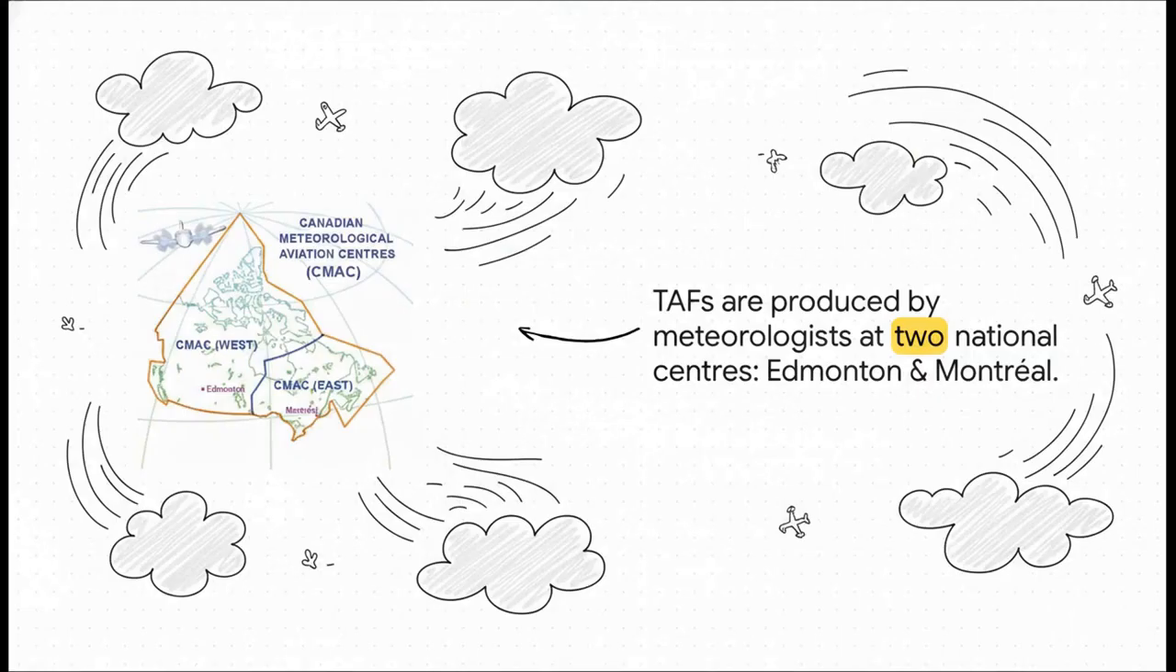Now, this is actually pretty interesting. You might think each TAF is written by a forecaster at the local airport, but nope. In Canada, every single TAF is produced by certified meteorologists at just 2 centers, CMAC West in Edmonton and CMAC East in Montreal. The setup ensures you get consistency and real expertise, no matter which airport you're flying to.